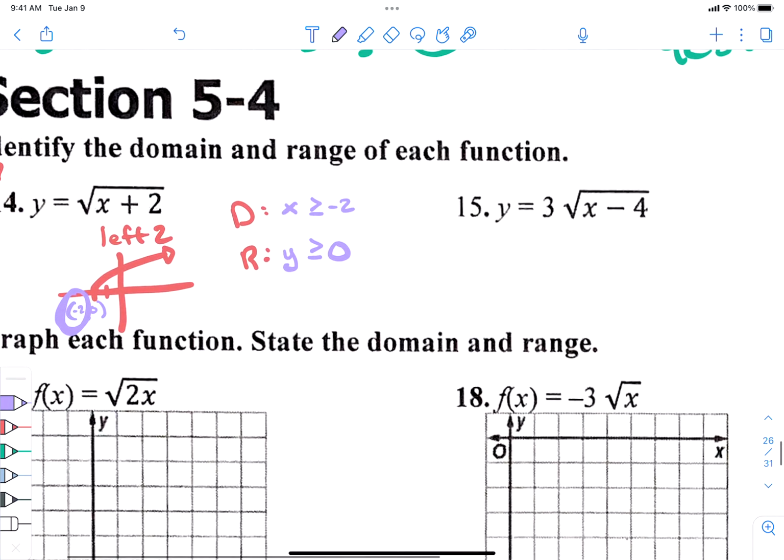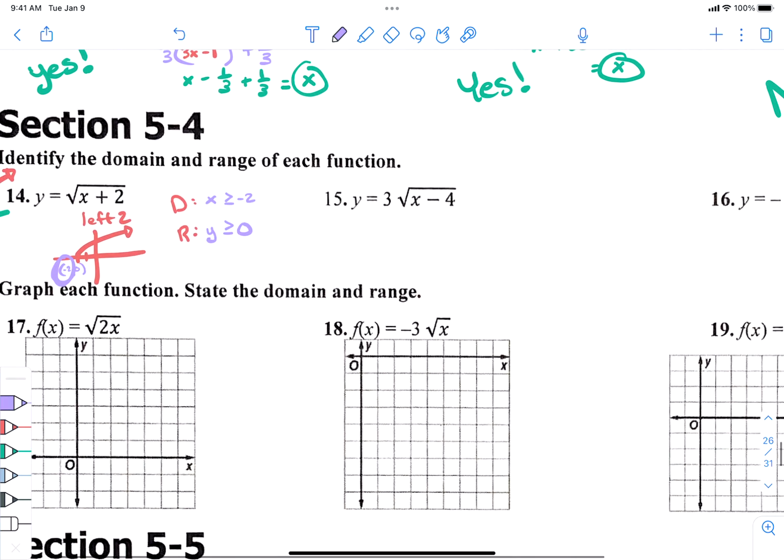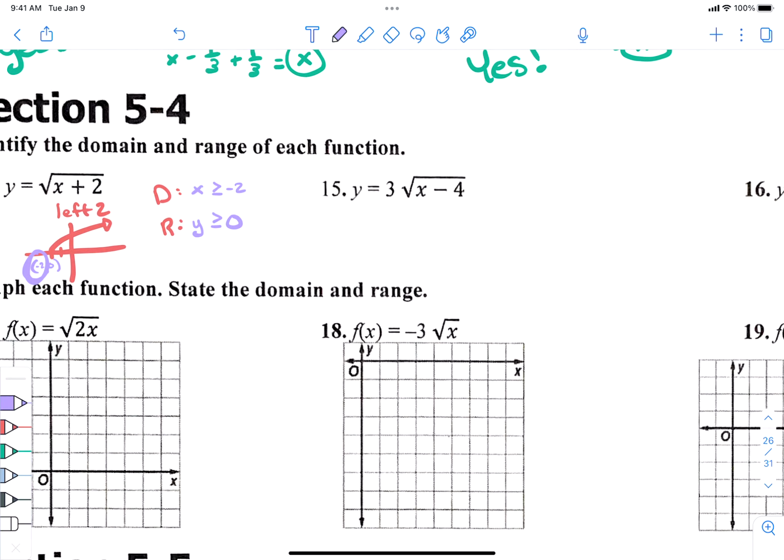Okay, all right, do you want to try to do these other ones by yourself? Yeah. I do like a little rough sketch, and then I do my domain and range, okay? All right, I'll give you a head start, and then you can check with me.